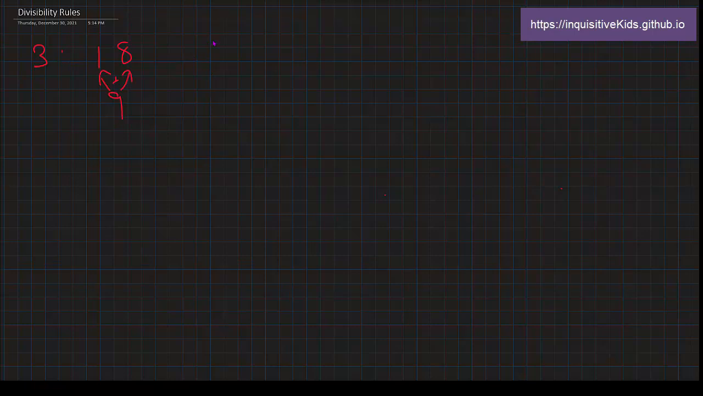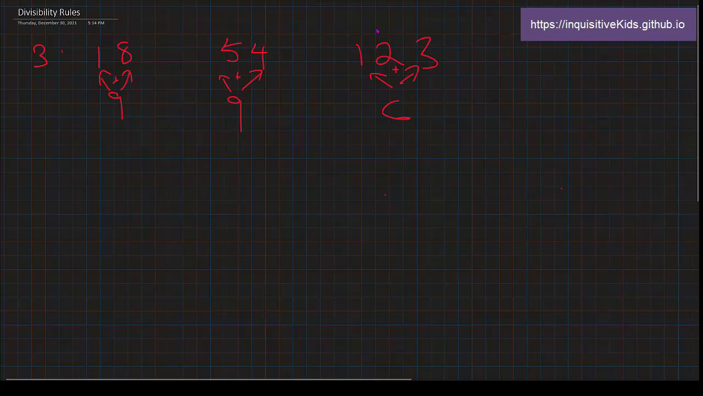Another example is 54. If you add them up, it also adds up to 9. Another reason why you know it's divisible by 3. Another example with 3 digits is 123. 1, 2, 3. Add them all up, you will get 6. 6 is another multiple of 3, which means this number itself is a multiple of 3 as well. Okay, so that's our 3 rule.